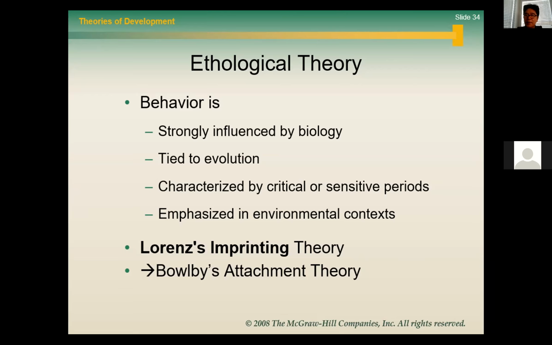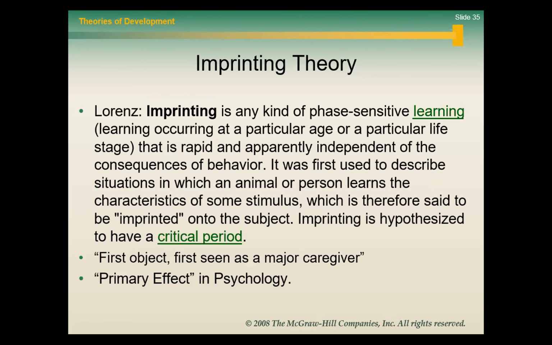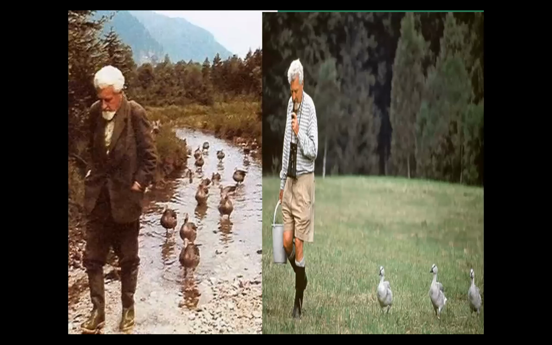Imprinting is a kind of phase-sensitive learning, learning occurring at a particular age and particular time in life, that is rapid and apparently independent of the consequences of behavior. So Lorenz's imprinting theory strongly influenced John Bowlby's attachment theory. You see the baby ducks and geese, and their first scene, first object, they strongly believe is their major caregiver. When they are growing up, they still believe that he is their major caregiver.